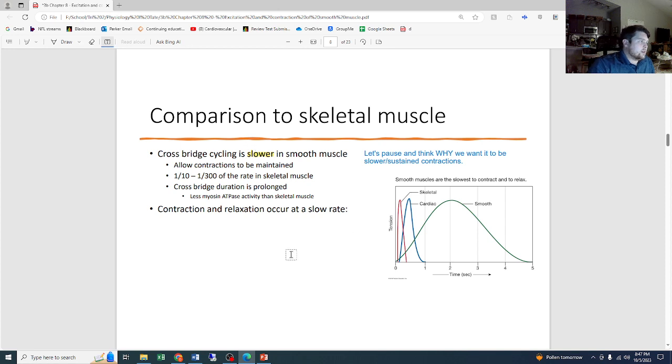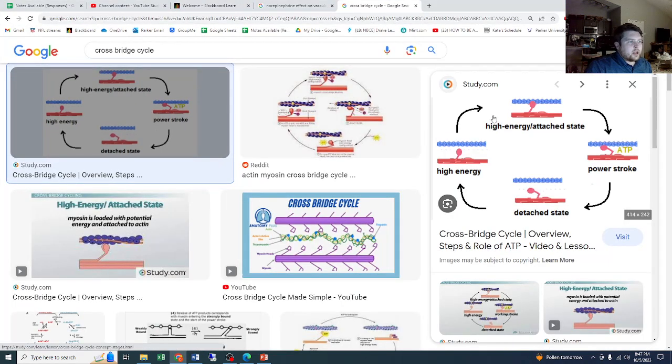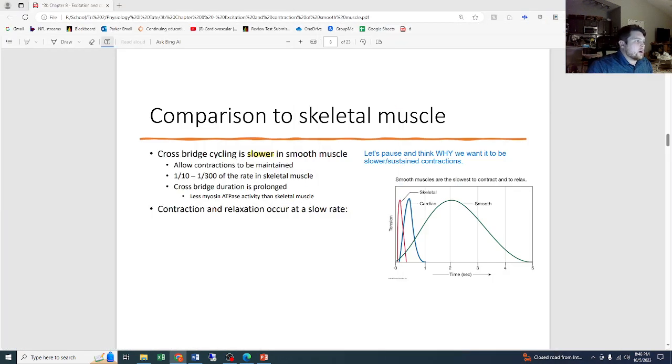Also comparing our smooth muscle to our skeletal muscle, cross-bridge cycling is slower in smooth muscle. So remember that cross-bridge cycling. This is what we're talking about: from the high energy state, the power stroke. This whole function is how the myosin binds to the actin, you get the power stroke, and then it releases and resets. That's what we're talking about. So that whole cycle is occurring much, much slower in smooth muscle.